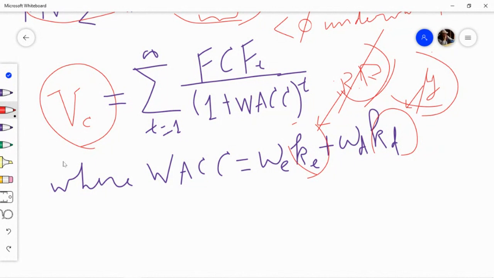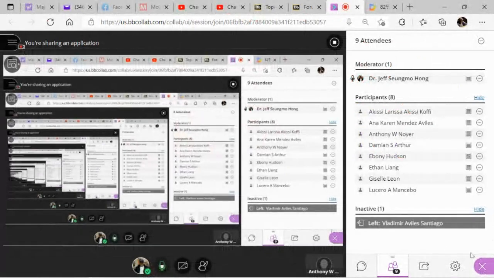Everyone. You can't discount it by only the required return or by only the yield, right? Bond yield, right? Because it belongs to both capital providers, both types of capital providers. Everyone is clear about that? Any questions so far? No? Okay. I will assume that nobody has any questions.